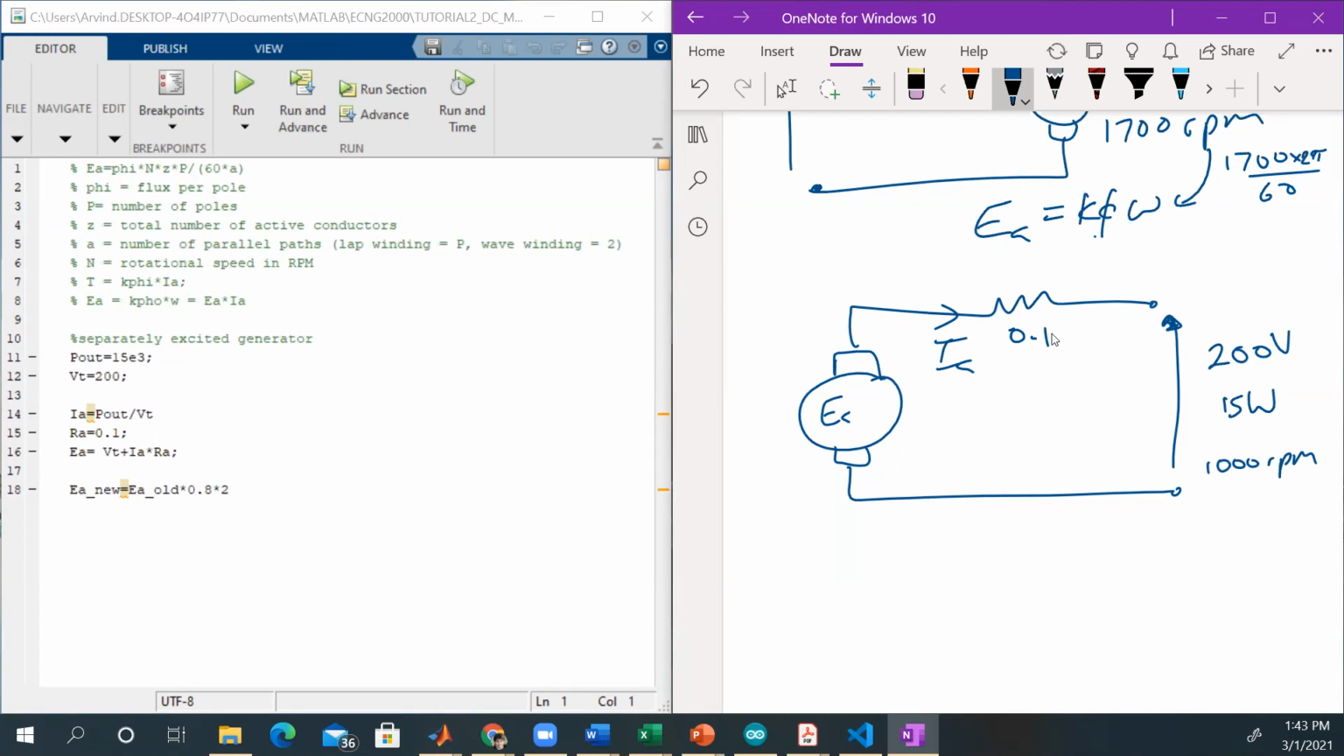So the first thing we can figure out here is what is our current. So we have 15 kilowatts, 200 volts. So I can actually calculate my current there quite easily. Just P on V, right? So let me run this here.